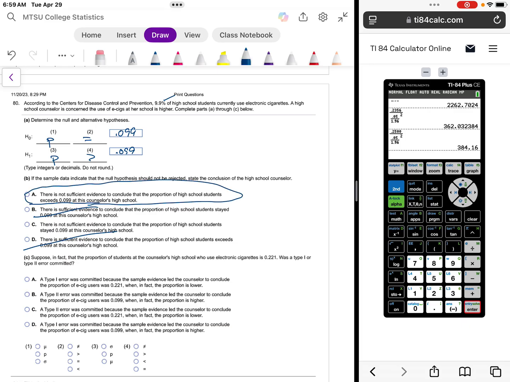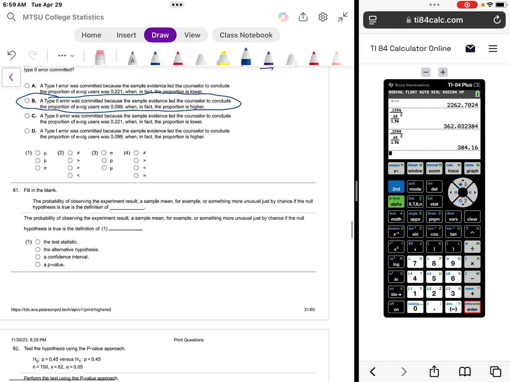Suppose in fact the proportion of students at the high school who use electronic cigarettes actually is 22%. What type of error? Since we failed to reject, it would be a type 2 error. Next, 81: the probability of observing the experimental result with a sample mean, for example, or something else just by chance, if the null hypothesis is true, is the definition of what? That's the definition of a p-value.